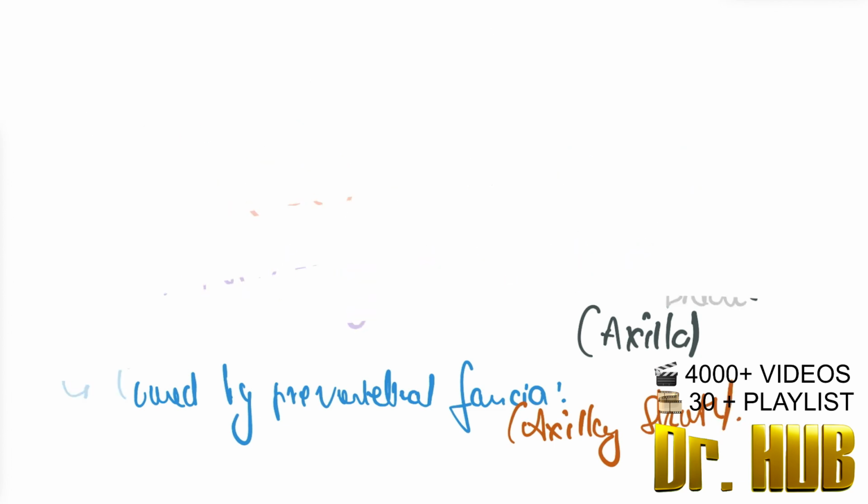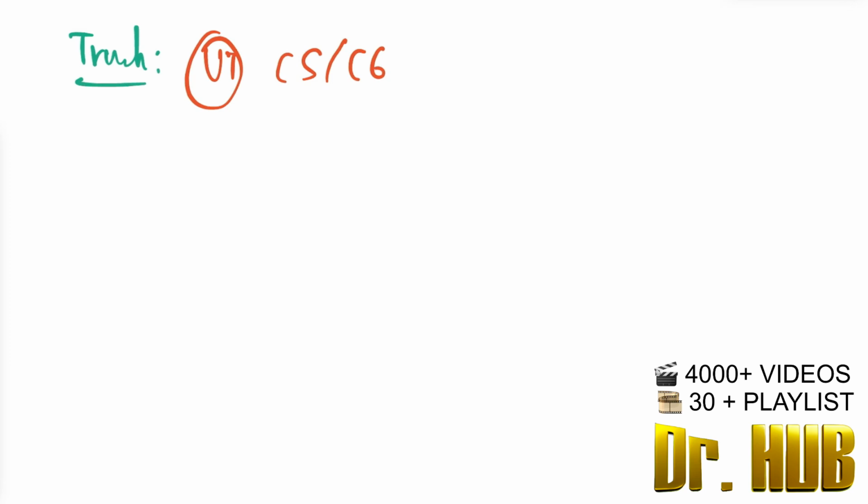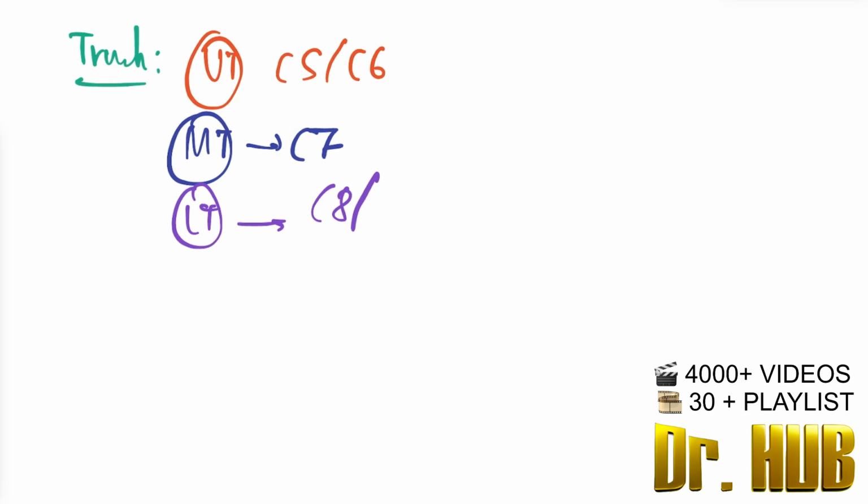Next we are looking at the trunks. Now what is a trunk? The trunks include the upper trunk, which is C5, C6. Next there is the middle trunk, which is nothing but C7. And then comes the lower trunk, which is C8 as well as T1.